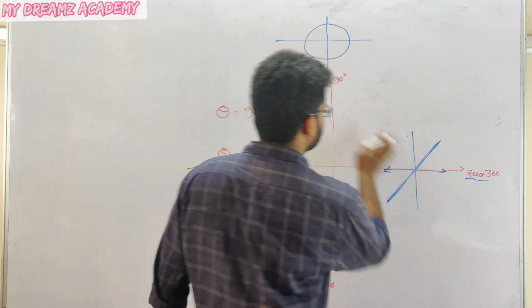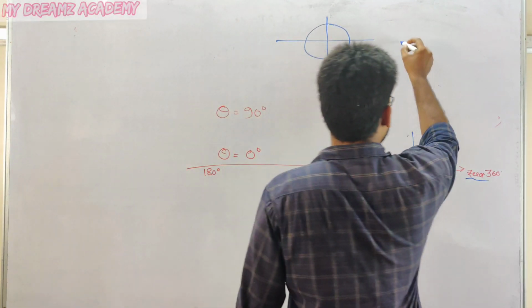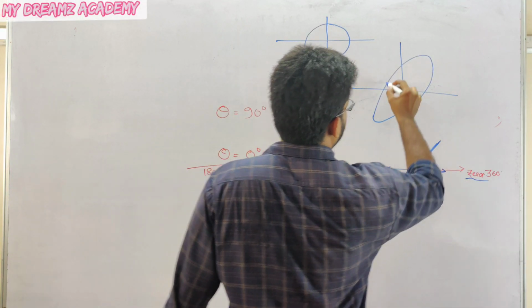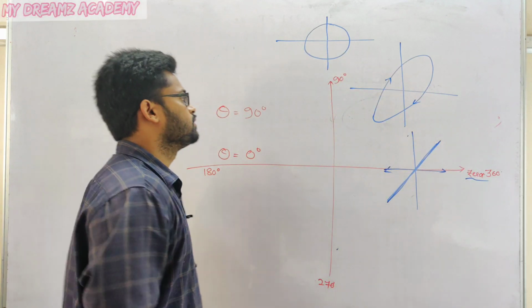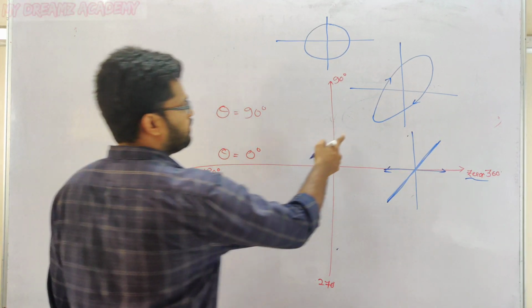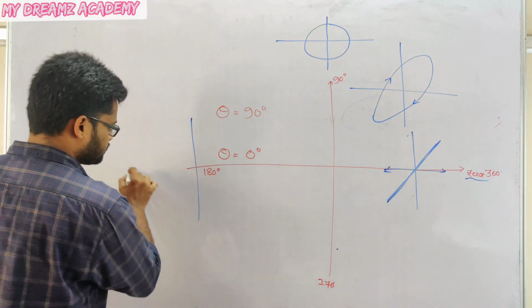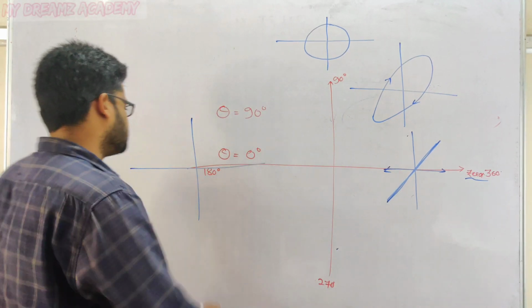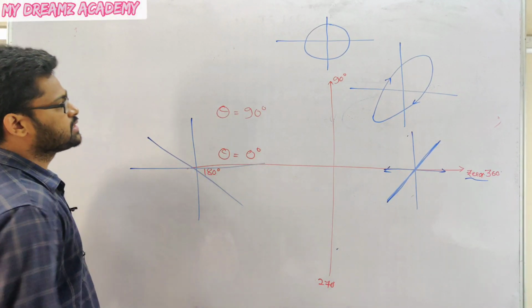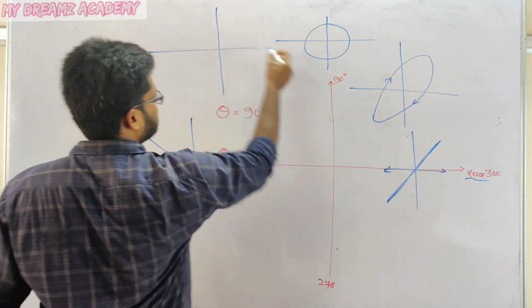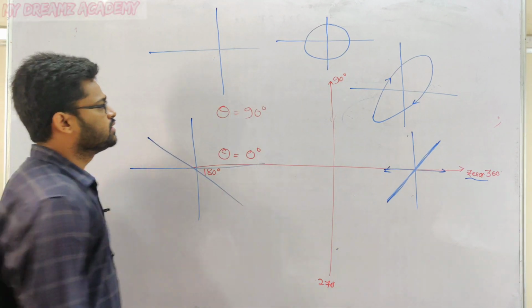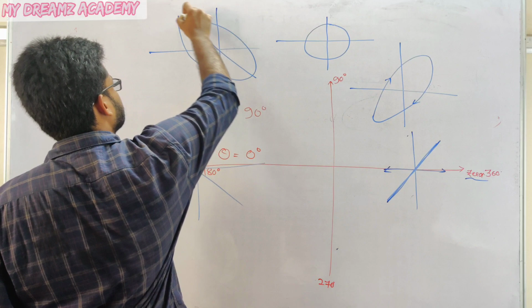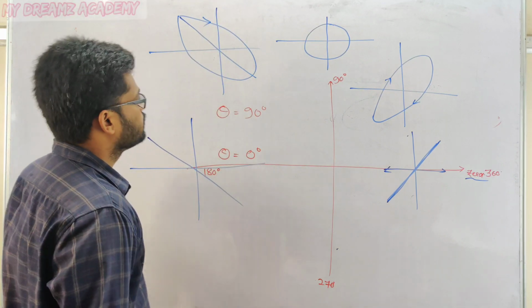Then what about an angle between 0 to 90 degrees? It will give an ellipse, like this. Similarly, if it is 180 degrees, it is a straight line passing through the origin. Similarly, this is also a straight line passing through the origin. But if it is between 90 degrees to 180 degrees phase shift, it will give an ellipse like this, clockwise.